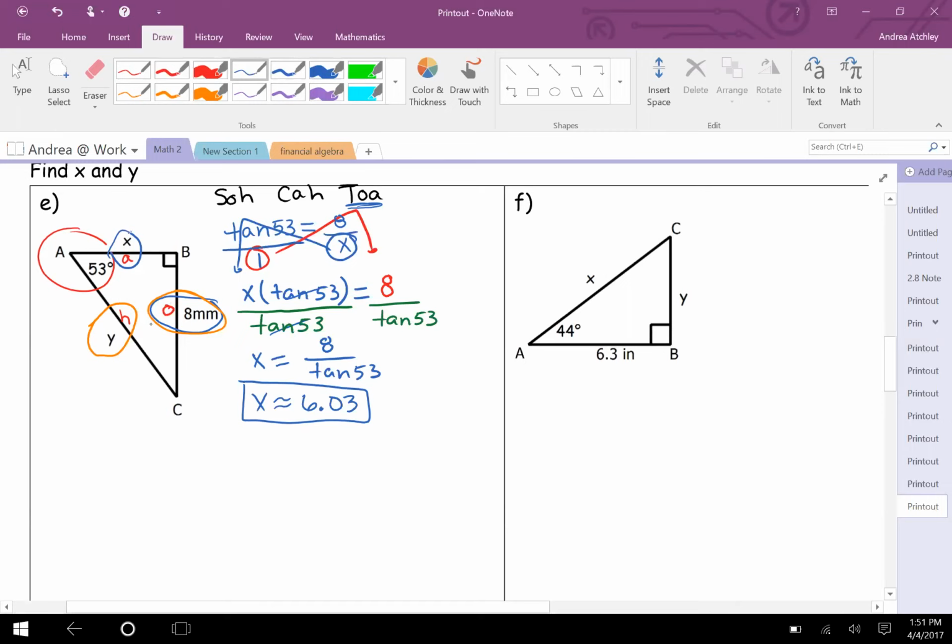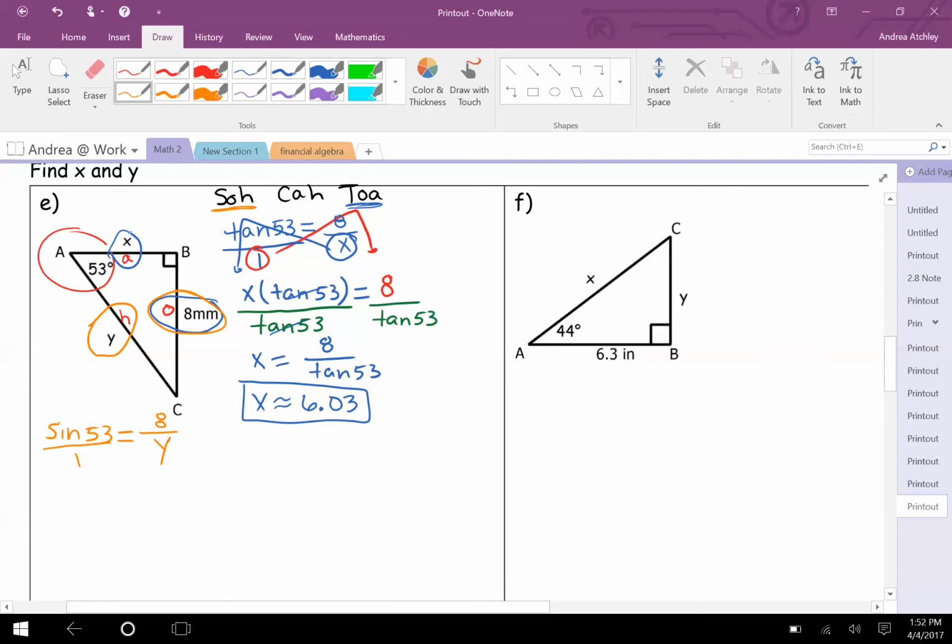So then we go look here and see which one uses the hypotenuse and the opposite. And that should be the sine. So we're going to do the sine of 53 equals the opposite, which is 8, over the hypotenuse, which is y. We're going to solve it just like we did before. Put this over 1.